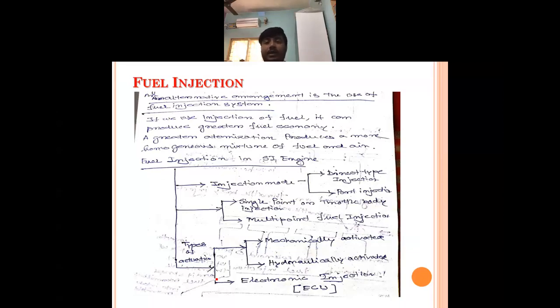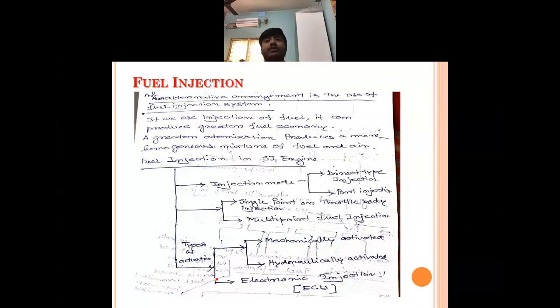Okay, now we'll see how many types of fuel injections are there. The classification of fuel injection. Okay, so first the fuel injection is classified in terms of injection mode. तो कौन सा इंजेक्शन मोड है? So basically there are two types of injection mode: direct type injection mode, port type injection mode.